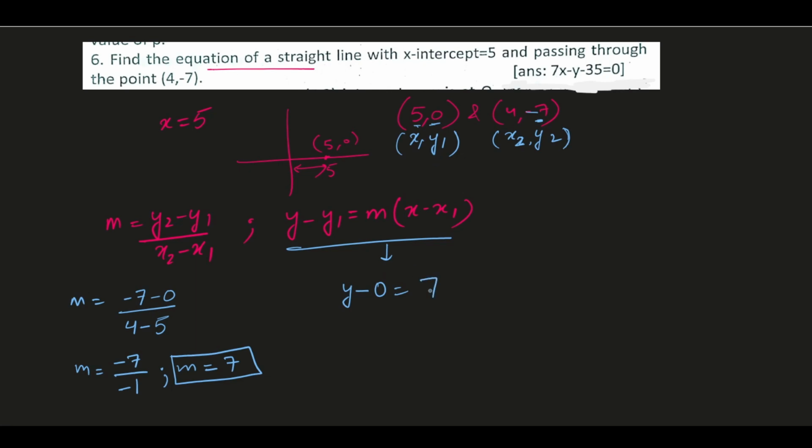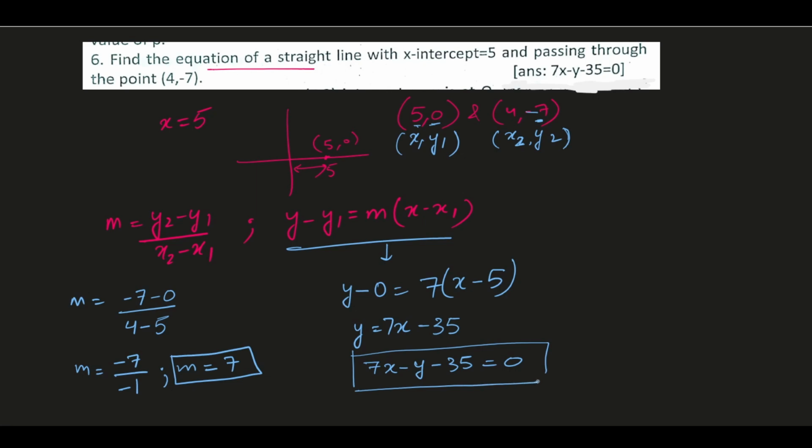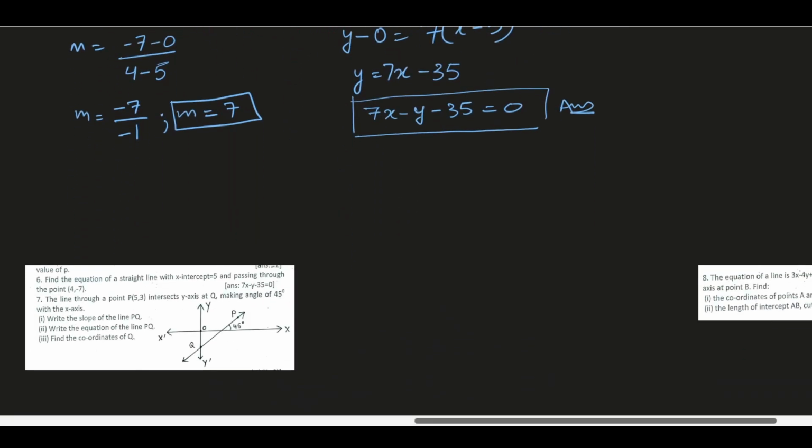y1 यहाँ पे 0 है, देखिए यहाँ से पता चल रहा है. और m हम लोगों ने अभी निकाला है 7, x वैसे ही रहेगा और x1 हो गया 5. ओके, 7x माइनस 35, y को राइट हैंड साइड में ले जाइए, तो ये हो जाएगा 7x माइनस y माइनस 35 इज इक्वल टू 0. तो ये हो गया हमारा इक्वेशन ऑफ द स्ट्रेट लाइन. दिस इज आवर आंसर. लेट्स सॉल्व द नेक्स्ट क्वेश्चन.